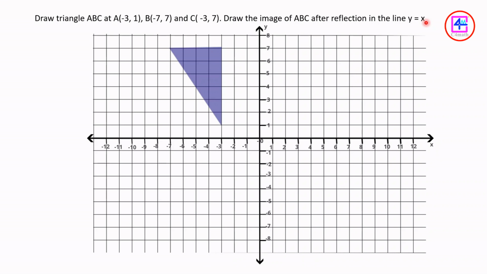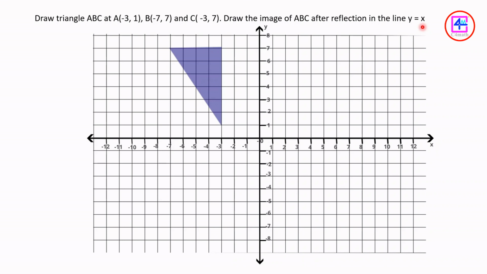First, we can draw the line y = x. The line y = x means if we substitute x = 1, the corresponding y value is also 1. That means the line passes through the point (1, 1), and if you take x = 2, the corresponding y value is 2, that is (2, 2). If you take x = 3, the corresponding y value is 3, that means (3, 3).